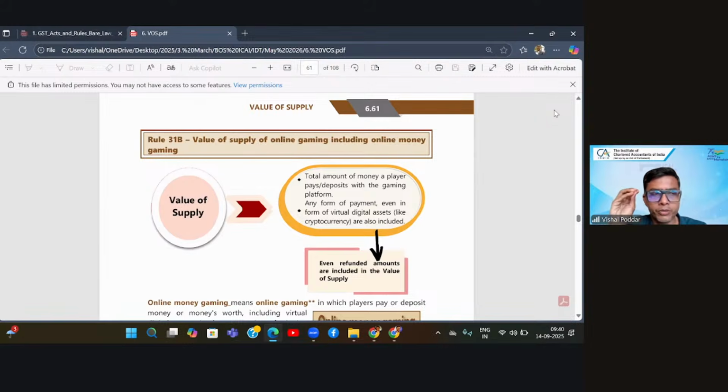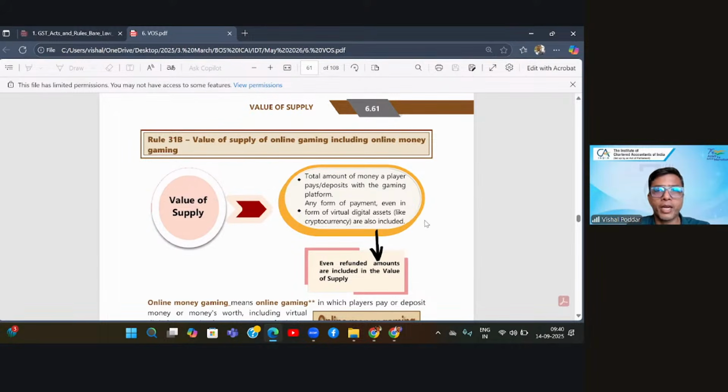So, what is very strange is that in case of online money gaming, they are not going to take the value which you have actually used to play the game. The value is simply the value which you have deposited in the account. That is taken as the taxable value. Of that value, you directly take 28%, and that is your GST.